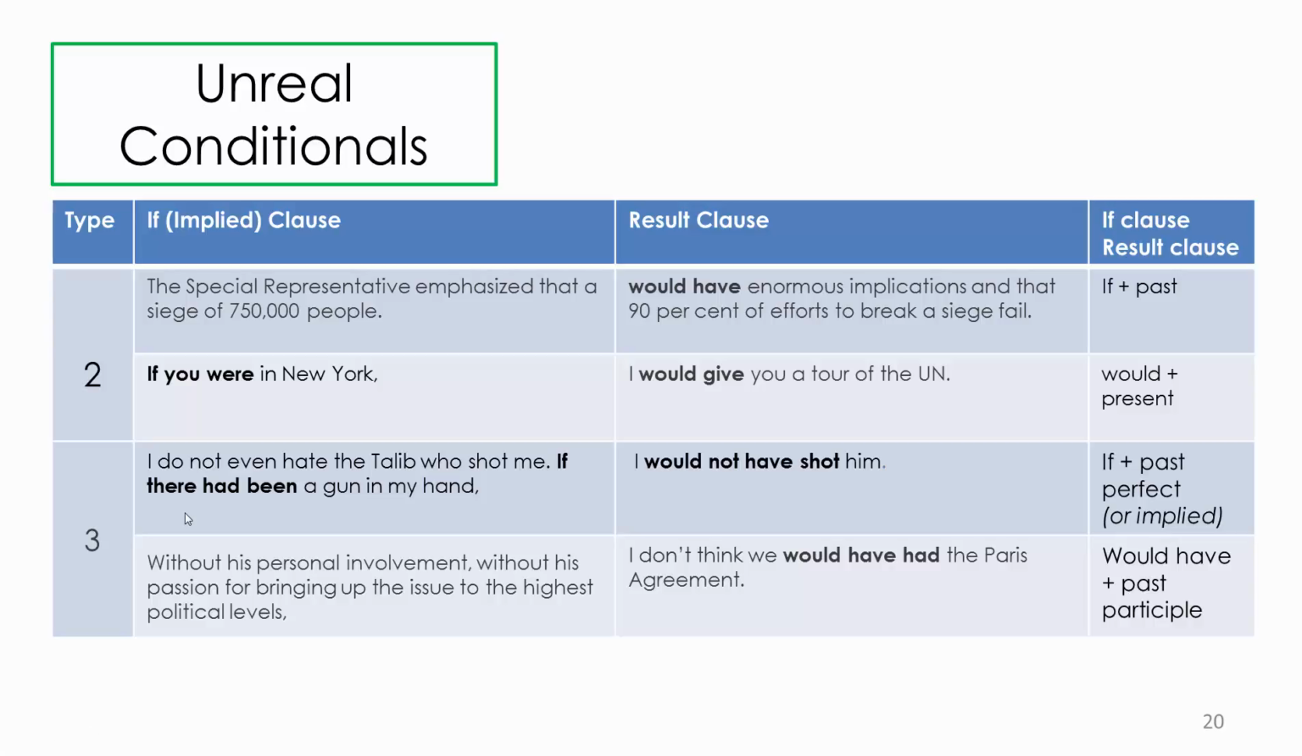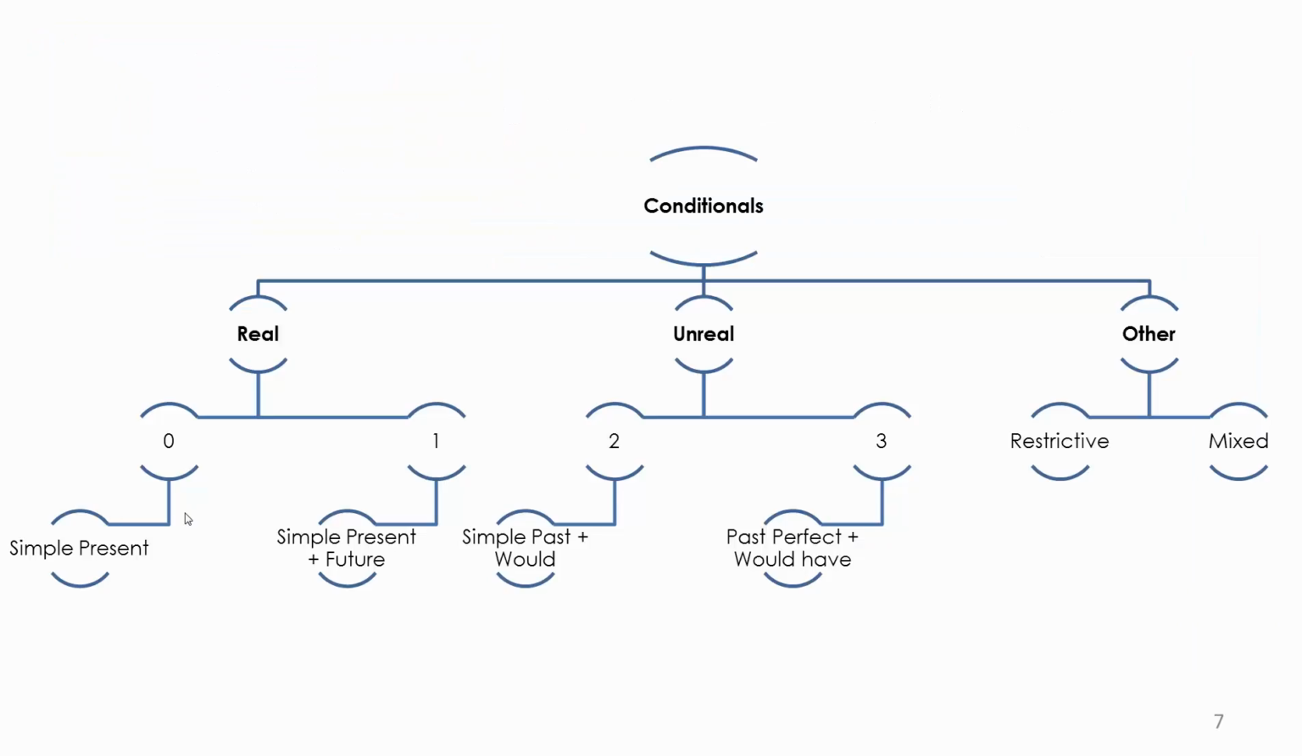Okay, if you want to get a review of the form, then you want to come back. I'm just going to scroll back here. You have this here as a short or a brief reminder, right? Second conditional uses simple past plus would in the base form. The third conditional uses past perfect plus would have, and in both cases you're going to use past participles.